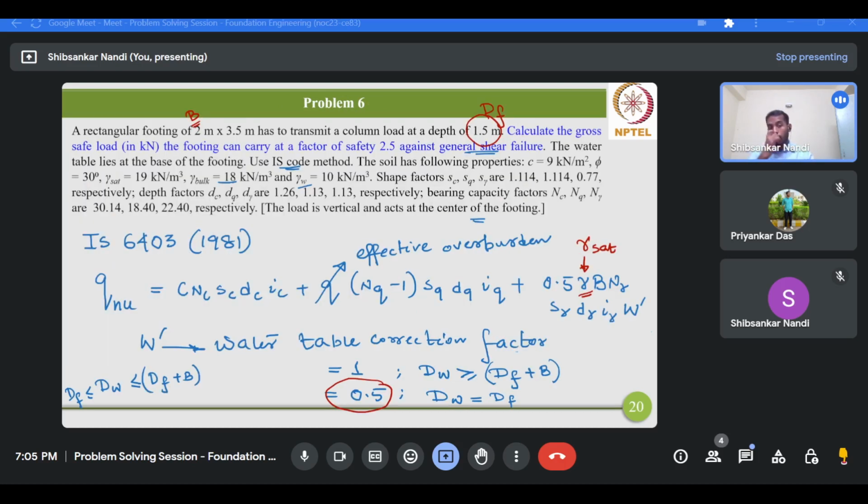So you cannot take it as submerged or bulk, and again you cannot implement the water table correction factor. As you are implementing the water table correction factor, it will be taken as saturated.